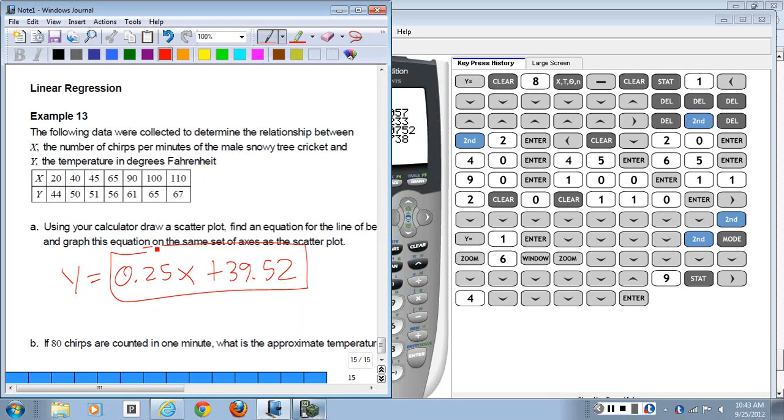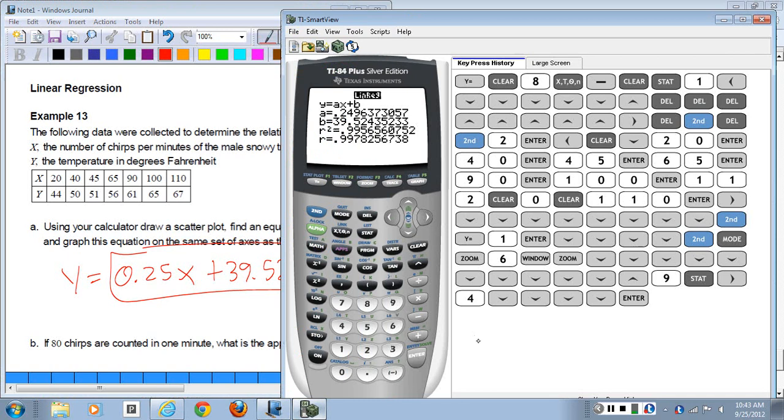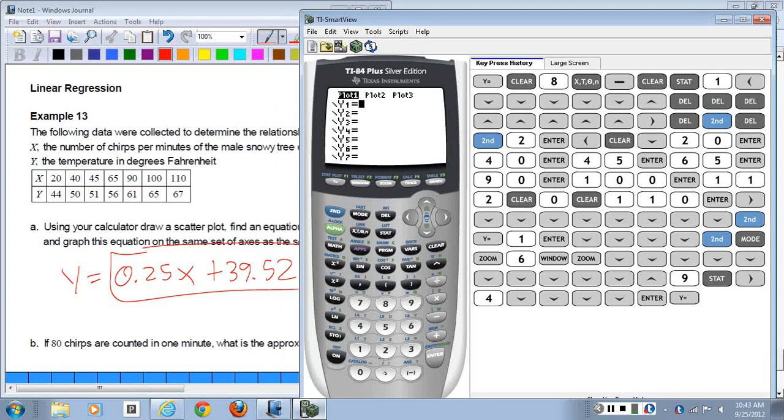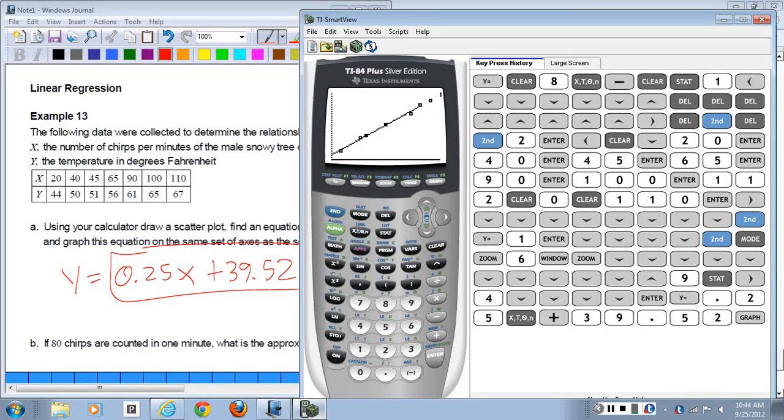Now, to see what that does for you, if you press y equals, you can graph this by typing in 0.25x plus 39.52. Y equals, and just type it in manually. Graph. And it looks like this.